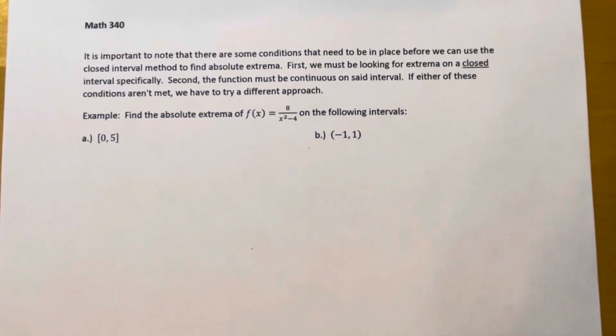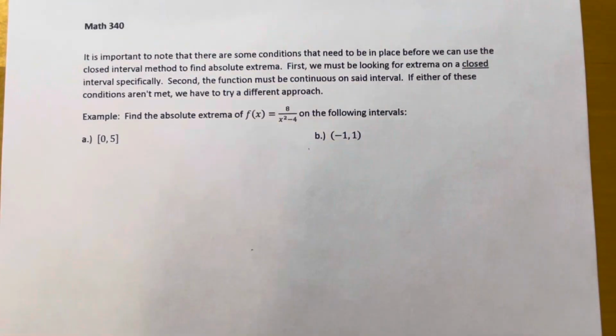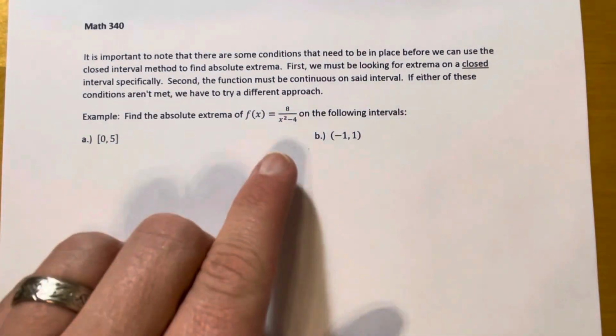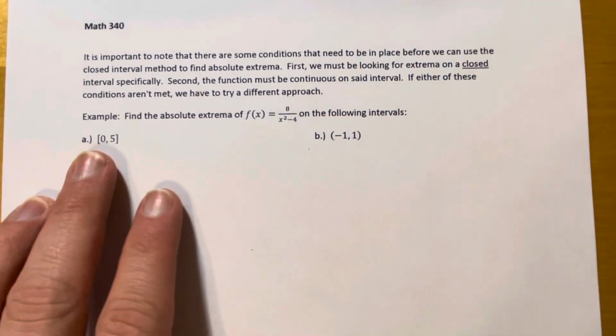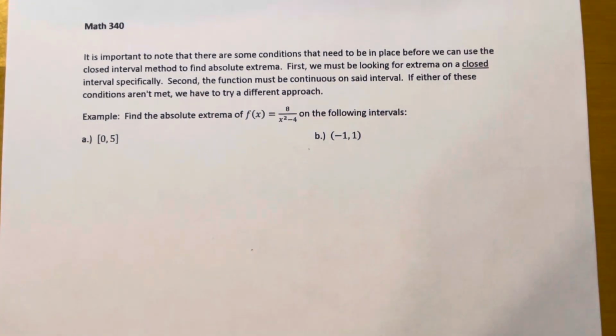All right, so now we are doing one last example where we're looking for absolute extrema of a function. But in this case, the closed interval method won't work. We're going to have an a and a b here, and the closed interval method is going to fail in both cases. So the function that we're working with is f of x equals 8 over x squared minus 4, and we want to find absolute extrema on both of these intervals right here.